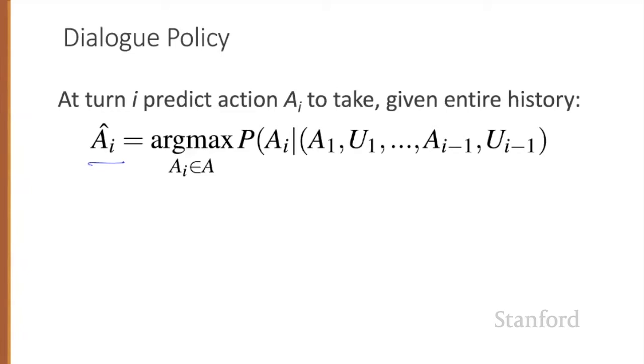The state could mean the entire sequence of dialogue acts from the system, we'll call those A for agent, and from the user, in which case the task would be to compute the argmax over all possible next actions of the probability of the action given this long sequence. Agent said something, user said something, agent said something, user said something, all the way.